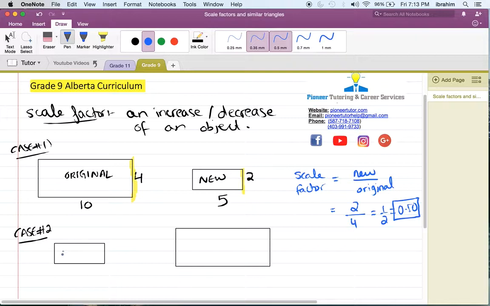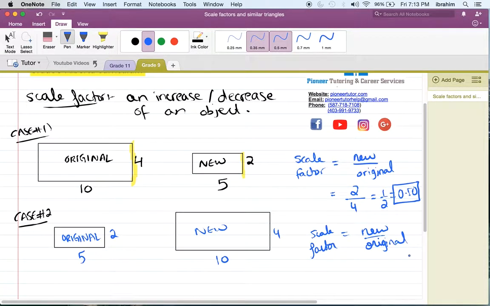Now the smaller one is my original image and the bigger one is my new image. In terms of the dimensions, we'll keep them the same, so this will be 5 and 2, and this is going to be 10 and 4. Again in this case, the formula remains the same: new divided by original length. And again, you can use any length, the vertical one or the horizontal one, as long as you're consistent.